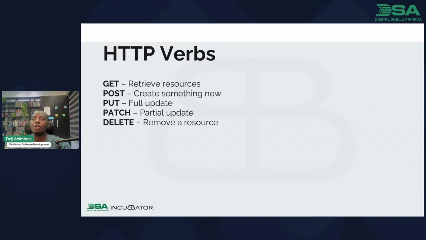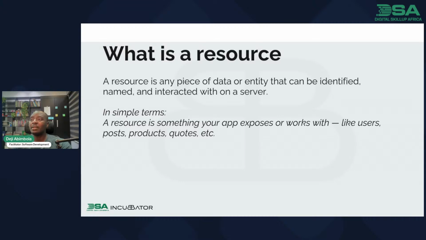All right. In all of this interaction, you are getting a resource, you are posting to a server, you are putting to a server. All of this is an interaction with resources that exist on the server. So when you are doing a GET, you are trying to get a resource from the server. So I think it goes to explain what we mean by resource. A resource is any piece of information that can be identified or named and interacted with on a server. In simple terms, a resource is something your app exposes or works with, something like a user. So a user is a resource, or a list of users is a resource. Post is a resource. Product is also a resource. Again, all those verbs help you with your interaction with the resources that exist on your server.